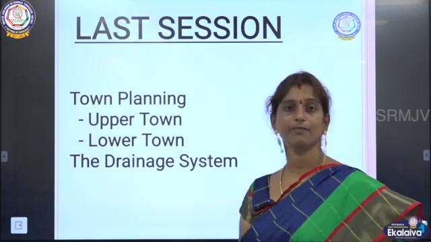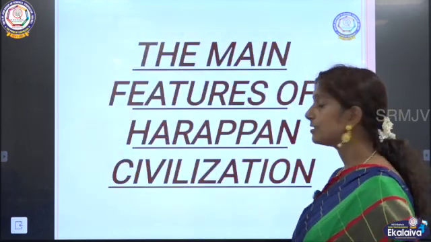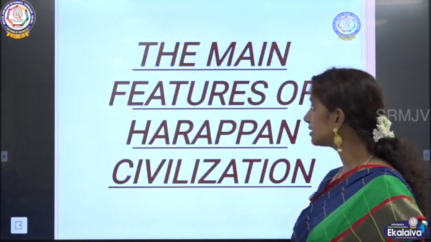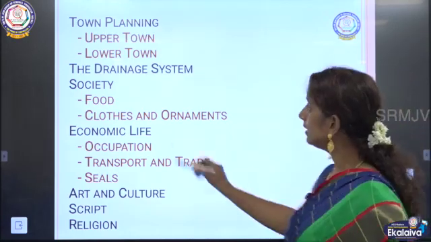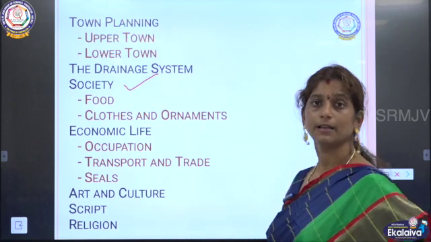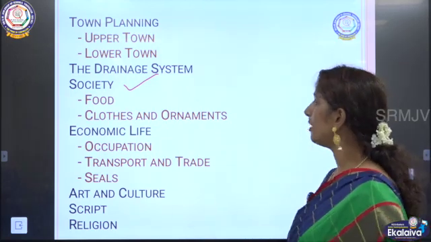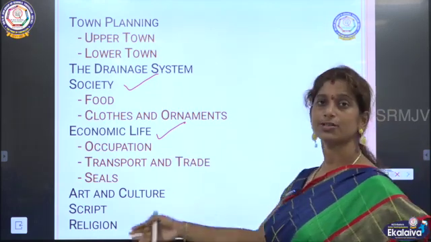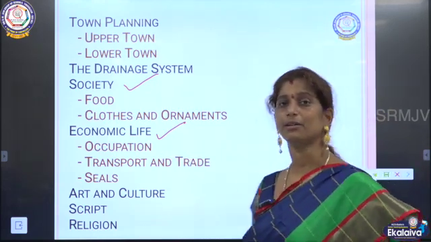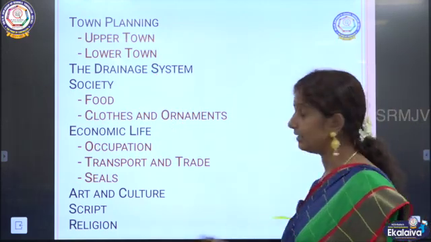So today we are still going to continue with the main features of Harappan civilization. Today we are going to see about society, the food, cloths and ornaments, and then about the economic life, right? Occupation, transport and trade, and then about the seals. So we are going to see about all these now.